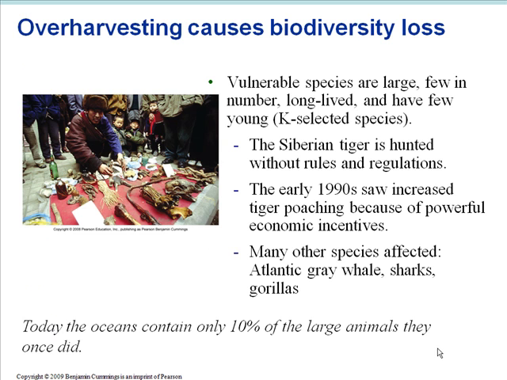Overharvesting is a major cause of biodiversity loss, especially coupled with the other causes. Vulnerable species are large, few in number, long-lived, and have few young. These are the so-called K-selected species. A good example is the Siberian tiger, which is hunted without rules and regulations. The early 1990s saw increased tiger poaching because of powerful economic incentives, and this is happening all over the planet. Other examples: Atlantic gray whale, sharks, gorillas.